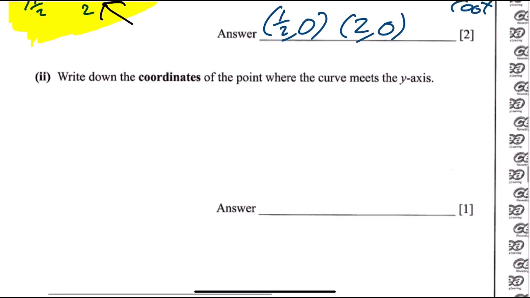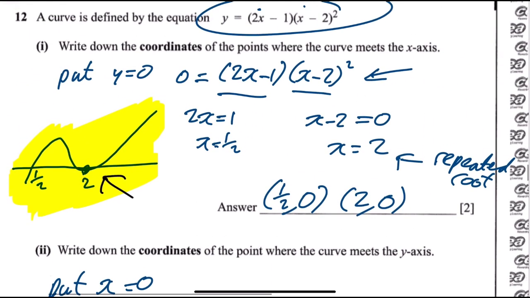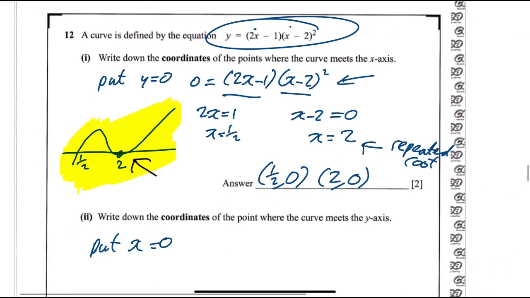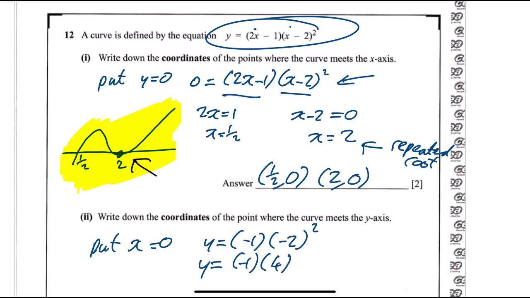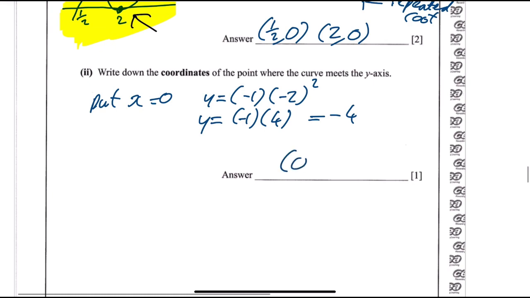Write down the coordinates of the point where the curve meets the y-axis. So here we want to put x equal to 0. Put it into this original equation we have up top here. You're going to have y is equal to 2 times 0 is 0, you just have your minus 1. Then 0 minus 2, and that is squared. So that's going to be minus 1 times 4. So that equals minus 4. So your coordinate is 0, minus 4.